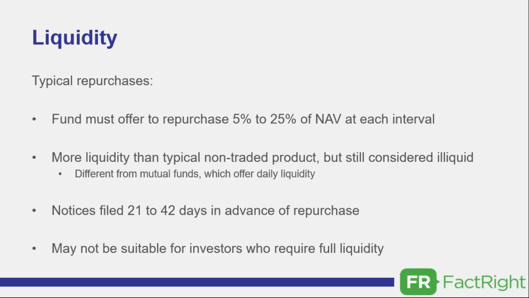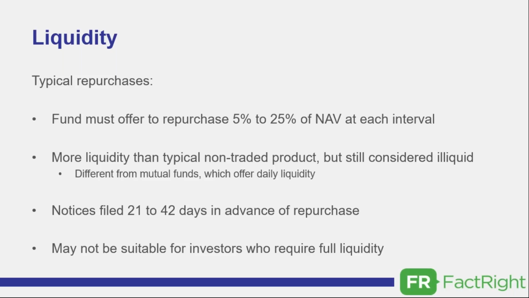Interval funds are going to have a fundamental policy outlined in the initial fund document to repurchase between 5 and 25% of the shares at net asset value at each interval. And the standard tends to be, or at least what we've seen in most funds, is quarterly, but they can also do it semi-annually if they want, or they could do it annually. It just really depends on the sponsor's preference.